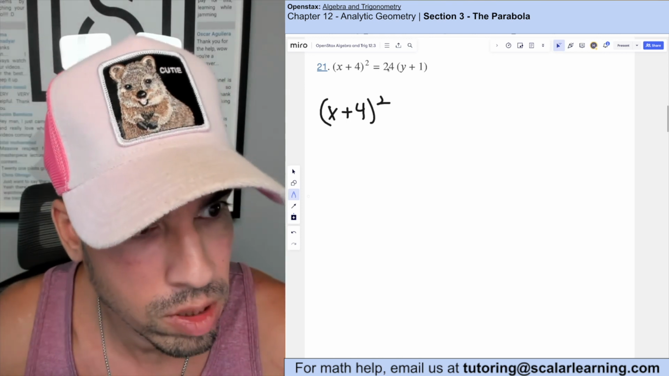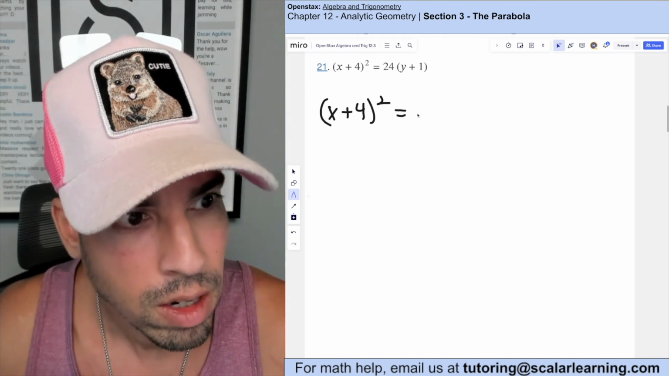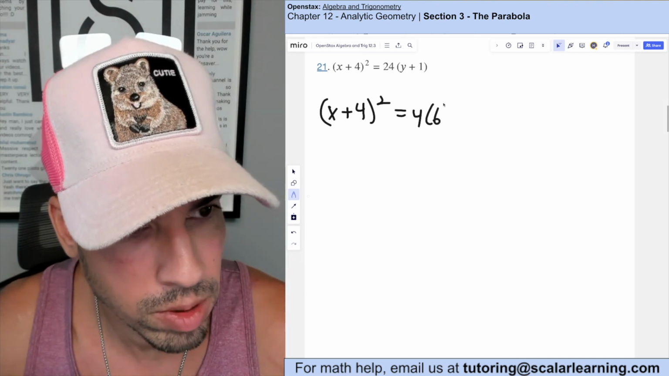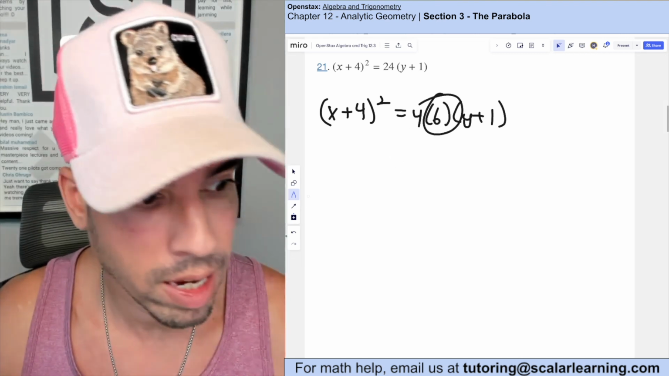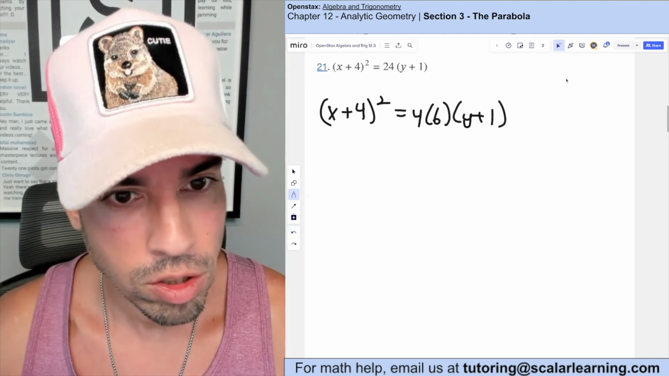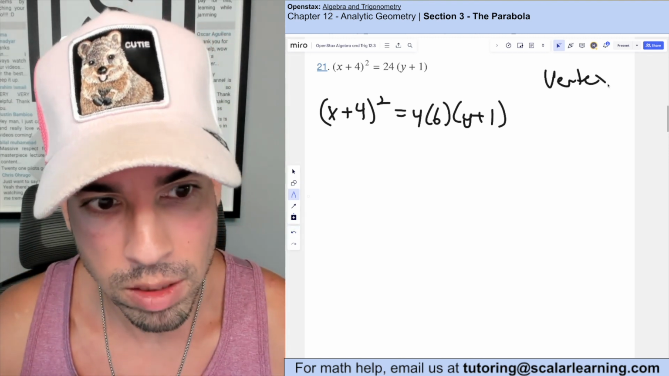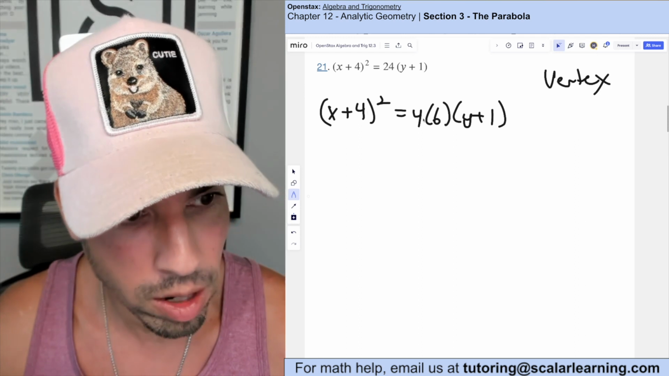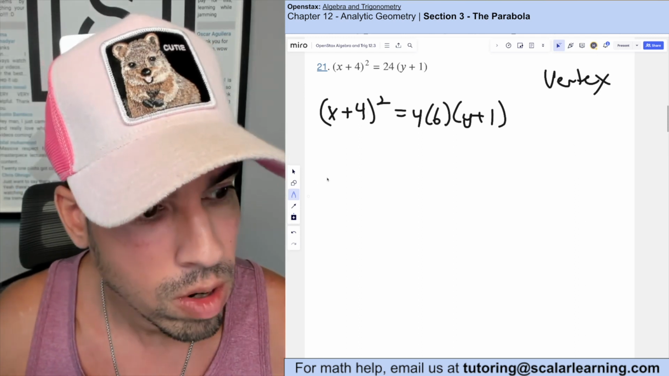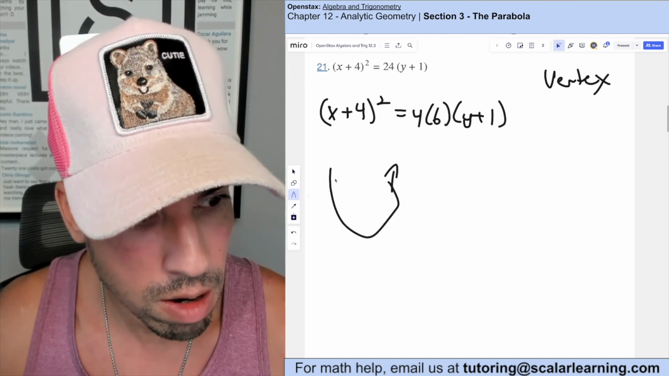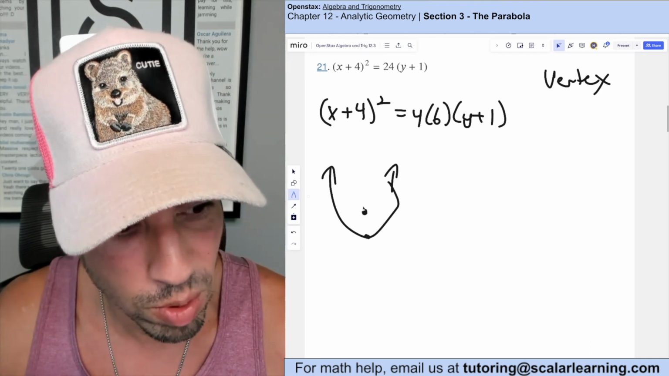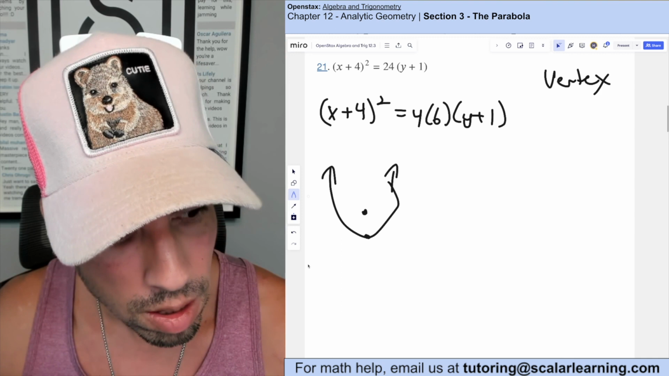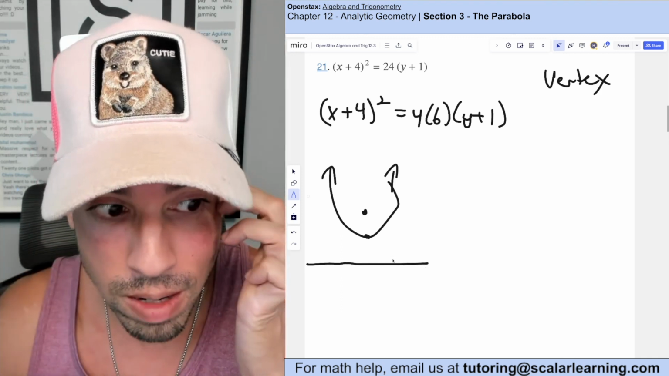The only thing I'm going to do is I'm going to pull a 4 out of that 24. So I'm going to say 4 times 6 times y plus 1, because now I can see that p-value will be that 6, okay? So let's start with the vertex. Oh, by the way, so the x is squared, and that's a positive p-value. So we know that this parabola is going up. I like to draw a rough sketch knowing that the focus is above it, right? It's inside, wraps around it, and my directrix is a nice horizontal line beneath it.